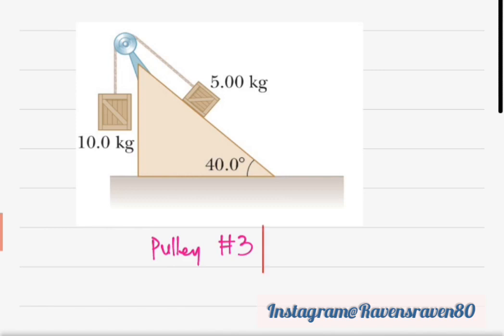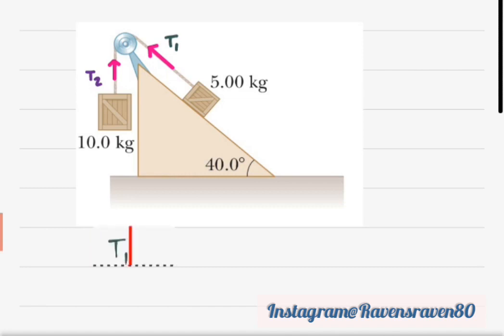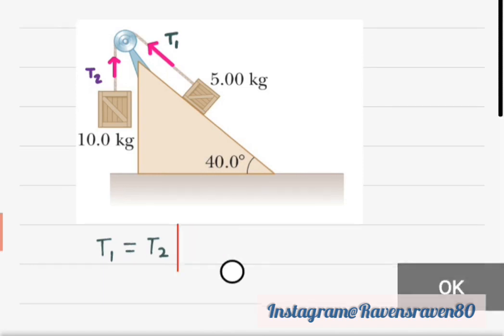The first thing we want to identify is our tension forces. So notice that there is a tension force right here. And on the 5.00 kilogram side, we also have a tension force right here. Notice that because we are neglecting the mass of the pulley, T1 is going to equal T2. So whatever value we get for T1 is going to equal T2.